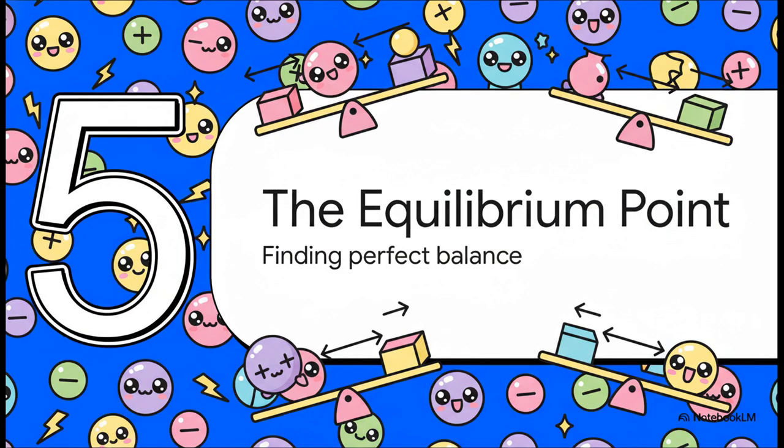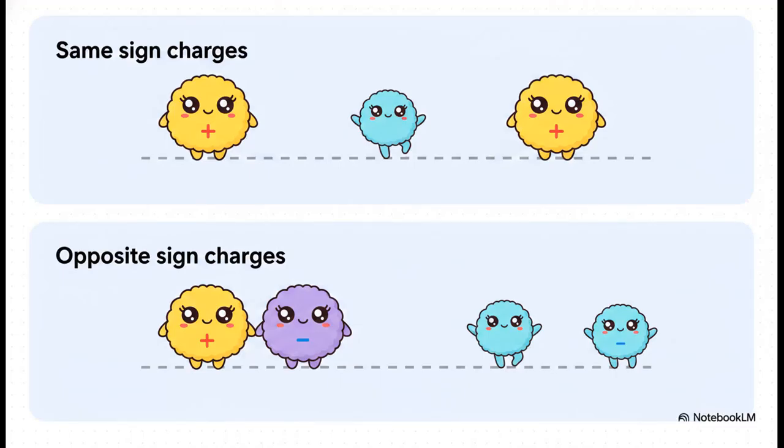All right, section 5, the equilibrium point, finding the perfect balance in a chaotic system. I want you to imagine you've got 2 fixed charges and you're holding a third charge in your hand. Your goal? Place it so it feels absolutely 0 net force. It's basically a physics puzzle. Your tactical placement relies entirely on the signs of those 2 fixed source charges.